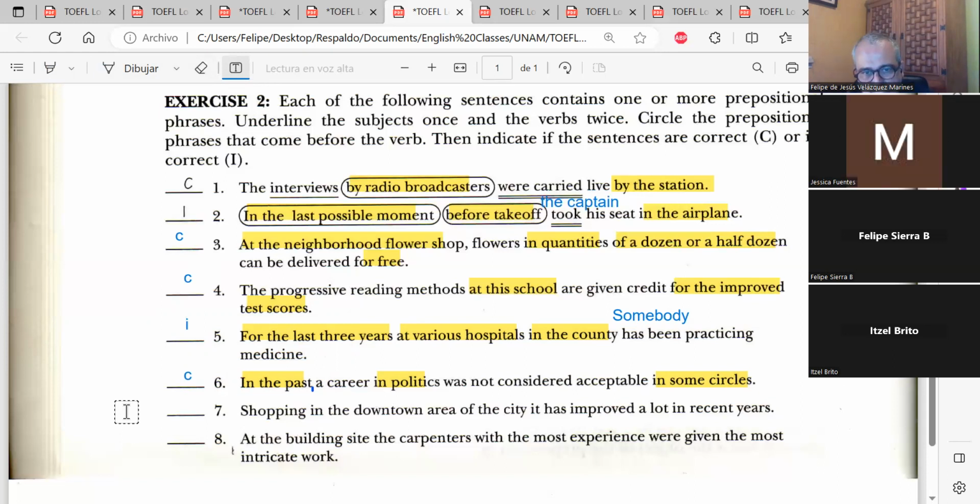So, Jessica, number 7. Shopping in the downtown area of the city, it has provided a lot in recent years. What is this word? Improved. Okay, very good. So, is this correct?